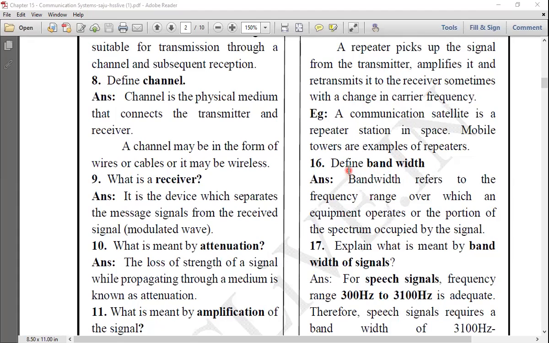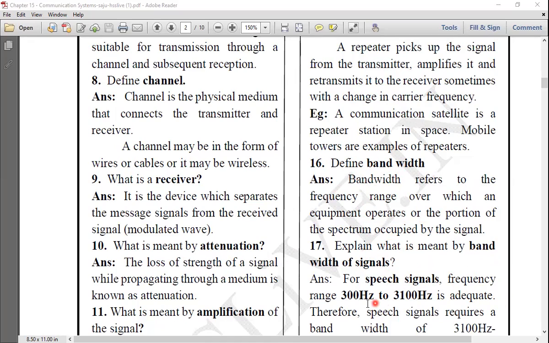Yes, no. Define bandwidth. Bandwidth refers to the frequency range over which an equipment operates. Means what? Minimum to maximum. What is the frequency range? That is what bandwidth is. Understand?